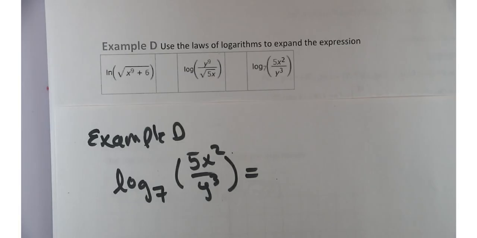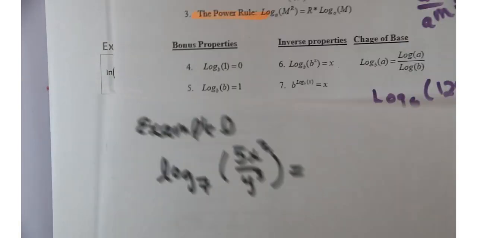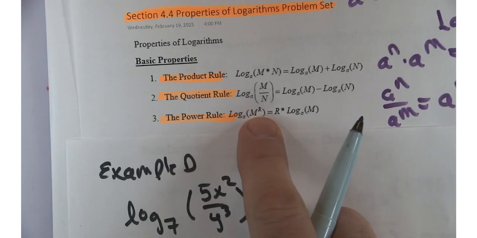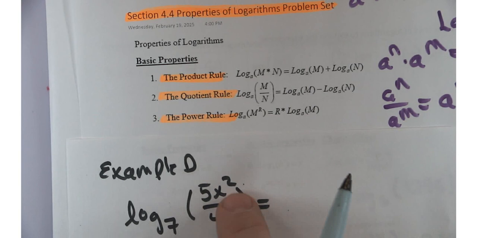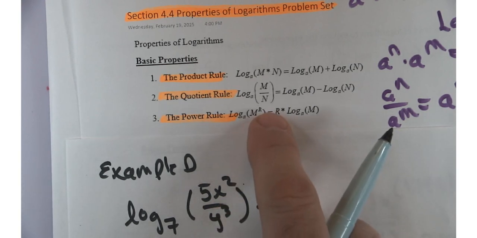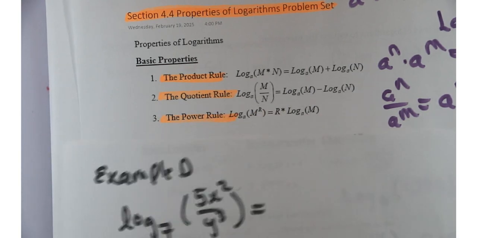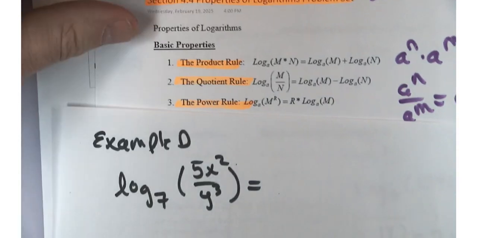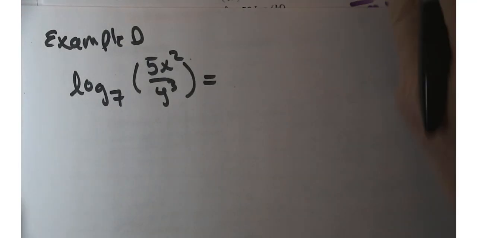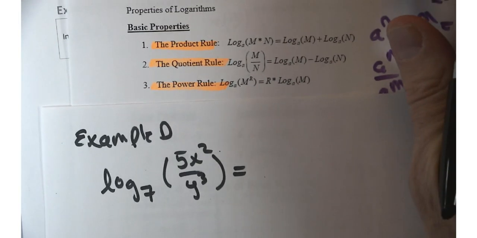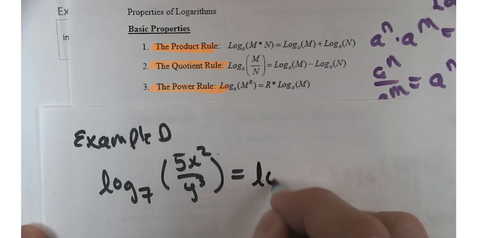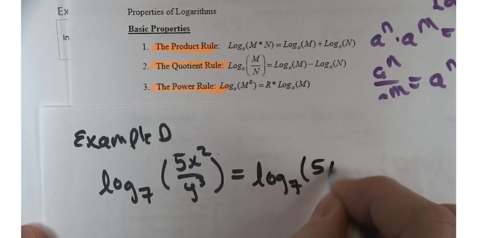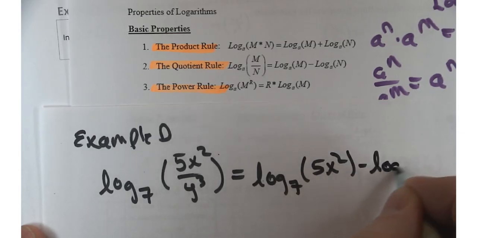One quick caution here, I can't start out by using my power rule because the exponents here only apply to these specific terms and don't apply to the whole thing in general. So I can't start by moving the 2 out in front or the 3 out in front. Got to be a little bit more thoughtful than that. How can I start? Which one of my rules does apply? Yeah, the quotient rule. So this is going to be log of the numerator 5x squared minus log of the denominator. All right, so that's a good start.